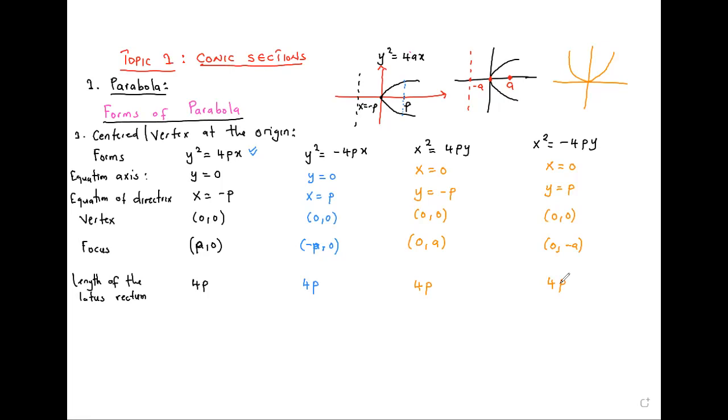If you see the shape, let's see the shapes for each. So the shape here is the one on the right. So here we have it facing this direction, with this being p, and then this line being negative p. So we're saying this is x is equal to negative p. And then the graph is y squared is equal to 4px. For the next one, this is our graph.